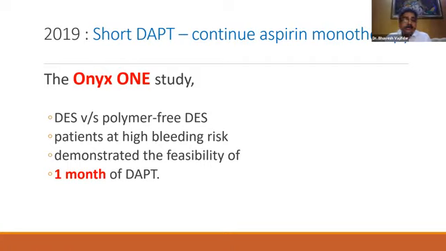Similarly, there was another study. This is Onyx ONE. This is regarding one of the newer generation stents. Here they stopped the second antiplatelet within 1 month, so 1 month of dual antiplatelet therapy. Because the patients were at a high bleeding risk, they stopped the second antiplatelet. That means aspirin was continued, but either the clopidogrel or ticagrelor or whichever one was stopped. And again, these patients did fairly well.